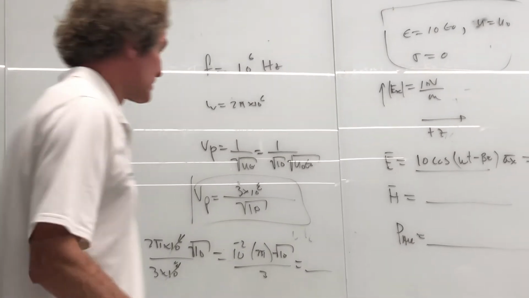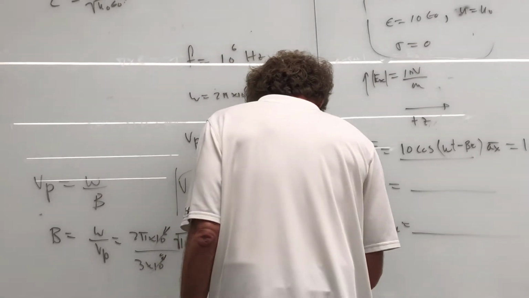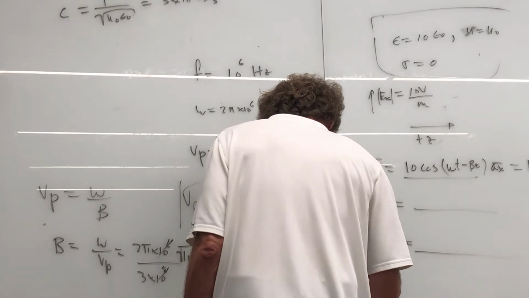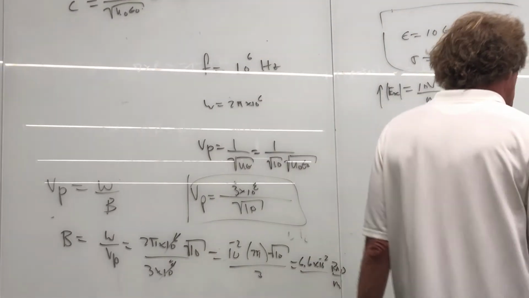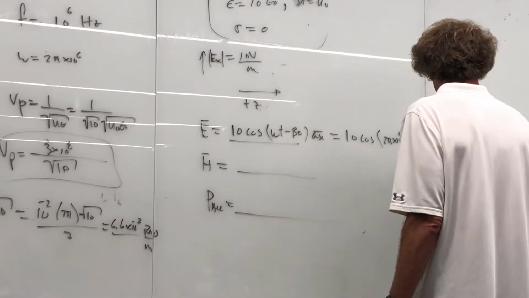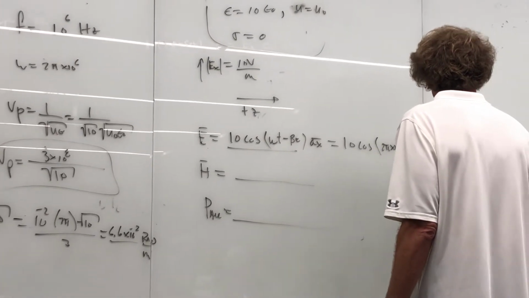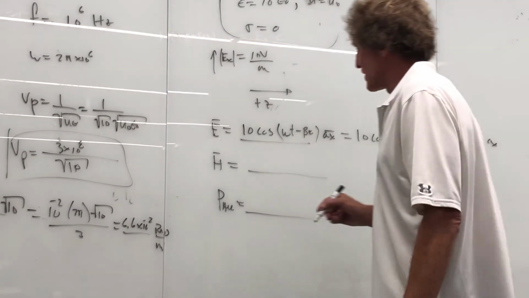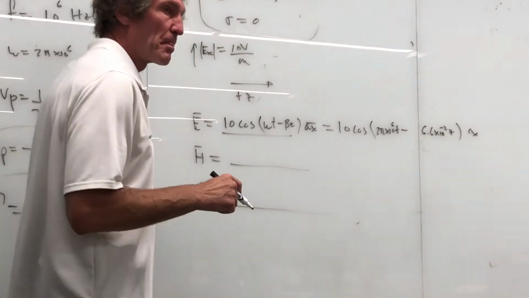6.6 times 10 to the minus 2, and that would be radians per meter. So now I can say that it's going to be 6.6 times 10 to the minus 2 z, in the AX direction. That's my electric field. How do I get my magnetic field?